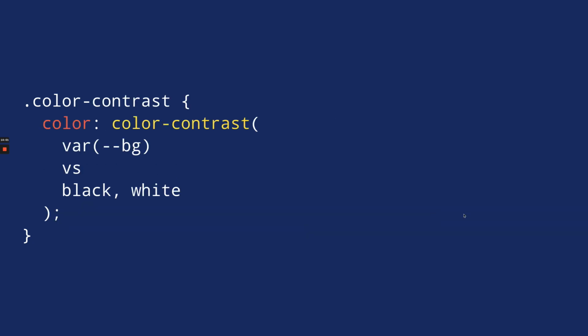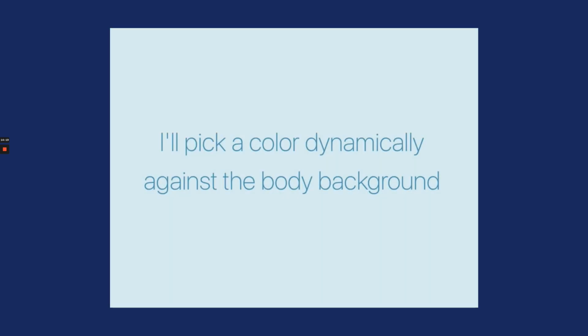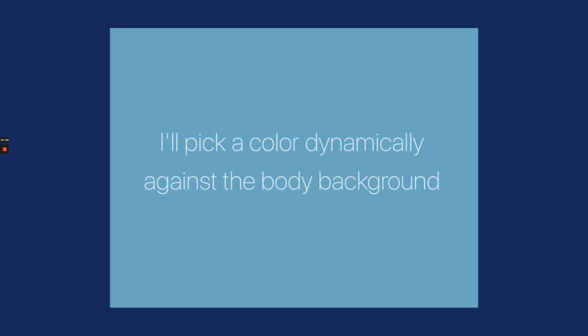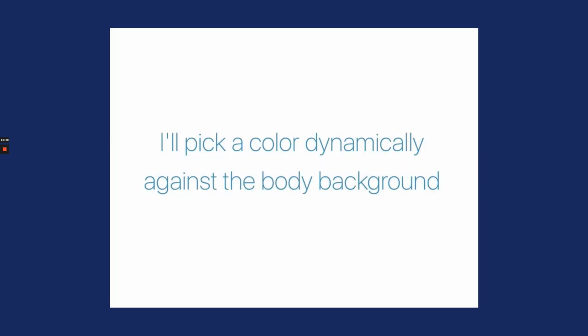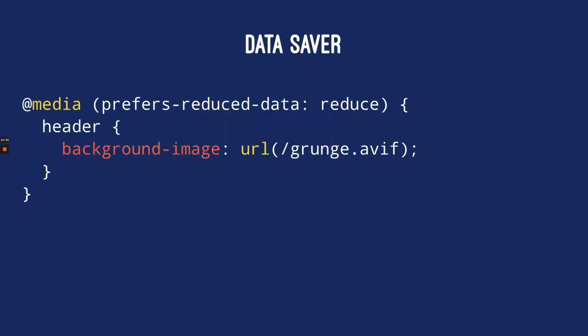On top of that, we have color contrast, which essentially says, here's this color, this background, versus black and white. Depending on the value of BG, choose either black or white, the one that has the best contrast. What that means is it'll actually change colors depending on the background dynamically. So there are so many things we do today to ensure color contrast that we simply won't have to do because this will solve it for us.